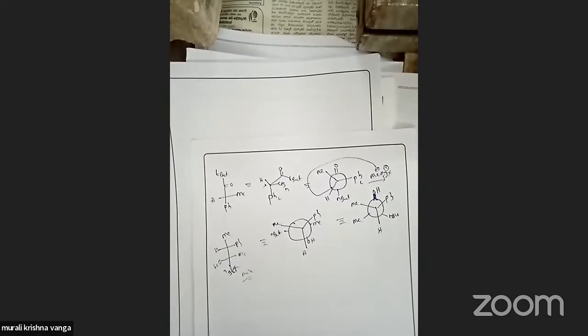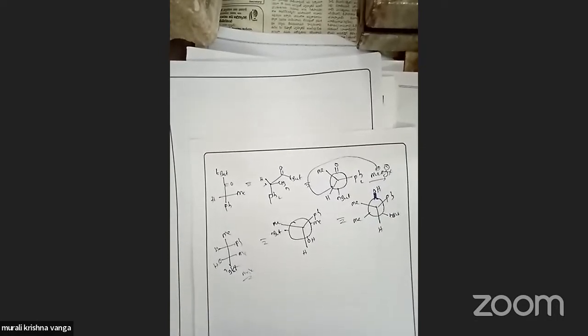In today's topic, Cram's rules are very, very important, a 100% important question. Cram's open chain model, Cram's cyclic model, Cram's dipolar model, and the Felkin model. These four models are very, very important in today's topic.